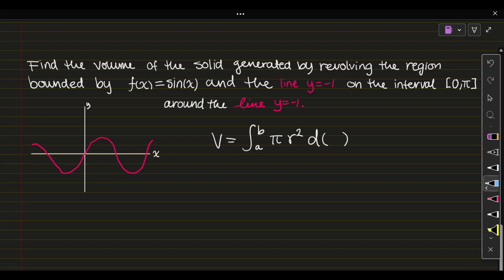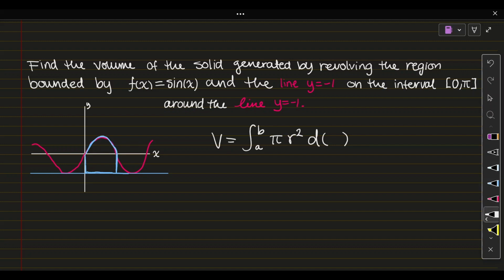And we're talking about the interval from 0 to pi, so that's just this guy here. And then the line y equals -1. Y equals -1, let me draw it in blue here, is this line here. So we're talking about revolving this region here around the line y equals -1.